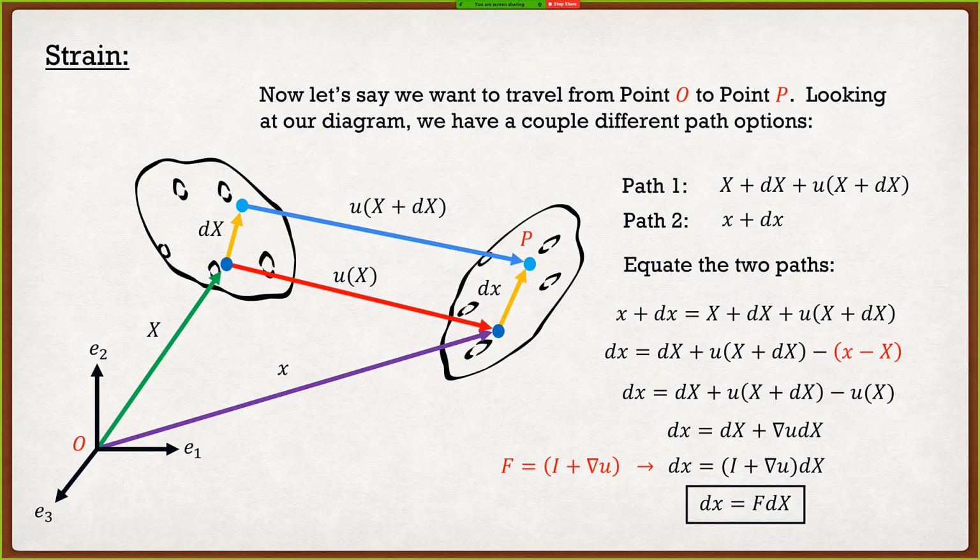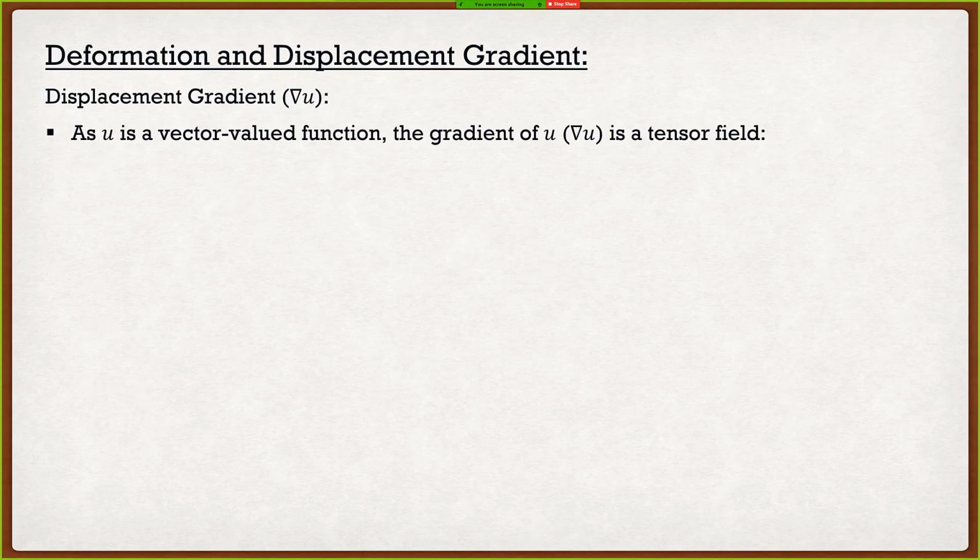But first of all, we have to clear up the thing I caught you off guard with, which is the deformation and the displacement gradients. I said that there were two things. We had nabla u as well as F. So let's try and clarify those so there's no confusion moving forward. First one, the displacement gradient, which is nabla u. And since u, our displacement function, is a vector valued function, the gradient of u, which is nabla u, is actually going to be a tensor field.